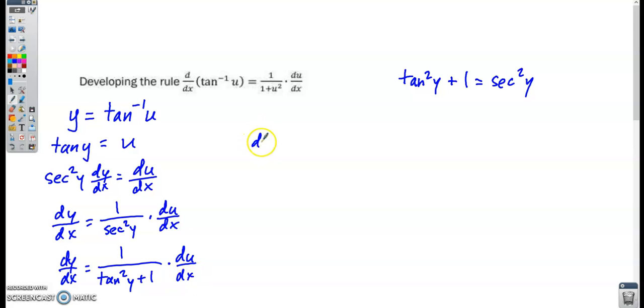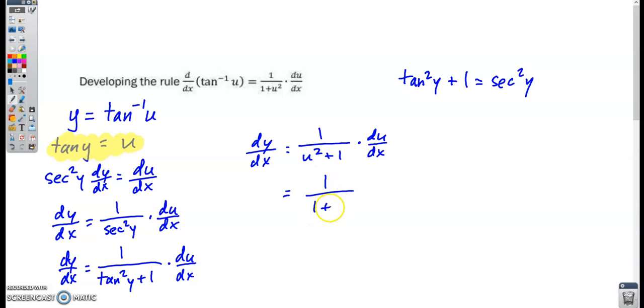And then, since tangent of y is equal to u, I'm going to turn this tangent squared of y into u squared. So I get dy dx is equal to 1 over u squared plus 1 times du dx, which of course, if you recognize the commutative property of addition, you know that this is the same thing as 1 over 1 plus u squared du dx, which is our rule that we have.